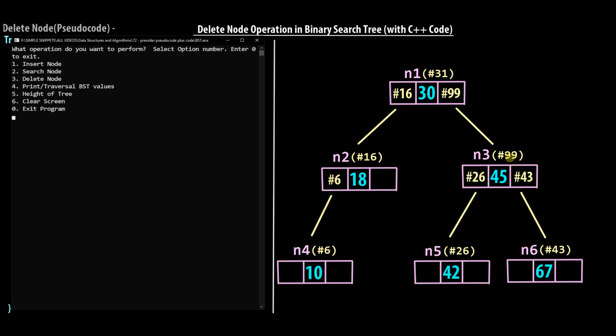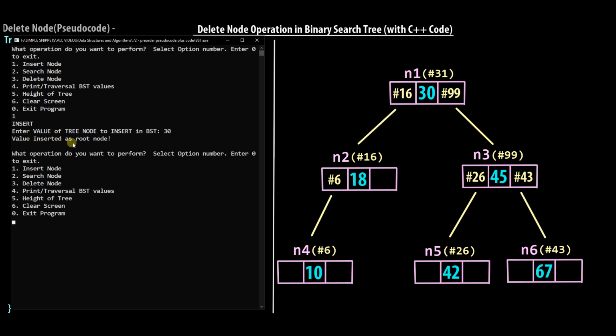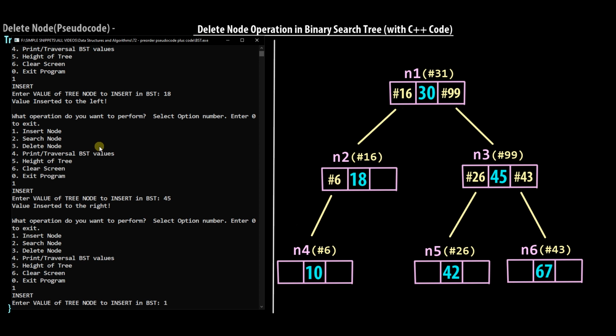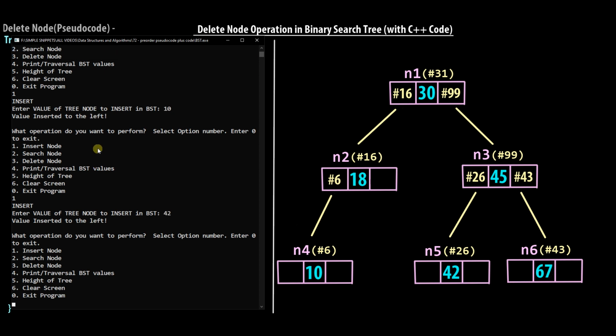So let's try to recreate this tree by inserting these tree values. So for insertion, option 1, we've already covered the insertion operation in previous tutorials. So I enter the value 30. That would be the root node. So you can see value inserted as root node. Again, option 1 for insertion, I'll enter 18. Option 1 for insertion, I'll enter 45. Option 1 for insertion, I'll insert 10. Option 1, 42. Option 1, 67.